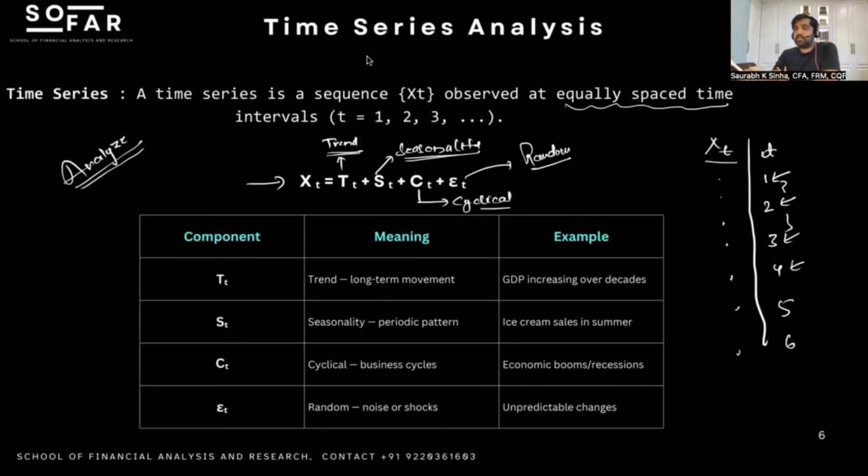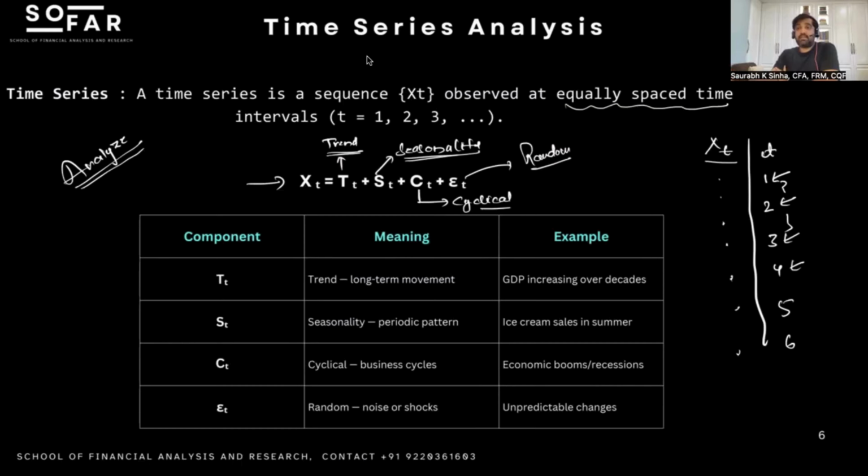And what is seasonality? We all understand what is seasonality. We all know that in December, the sale or the demand of gold increases. Why? Because of festive season, because of weddings, whatever. So whether the time series has seasonality or not. Okay, so these are the components.